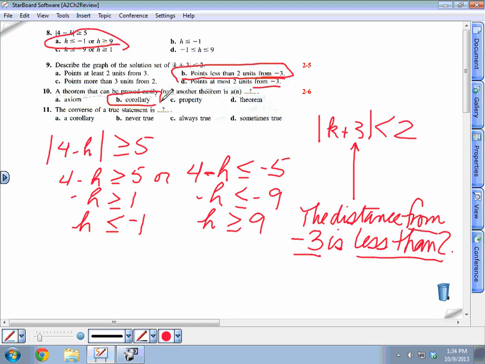Okay? Or a property. Which one do you think it is? B. You think it's a corollary? Yeah. A corollary is not a theorem, though, is it? Think about it. What did you learn in geometry? A corollary was what? A statement that can easily be proved from a theorem, right?